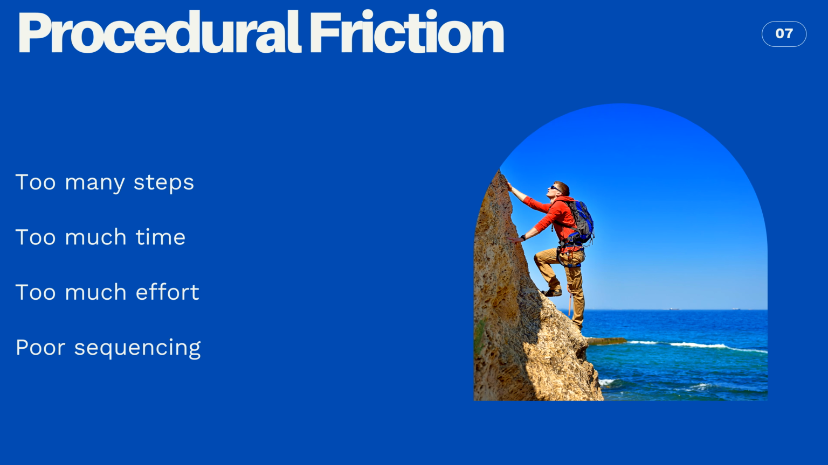But procedural friction isn't just about the number of steps, it's about sequencing. Peak-end rule research shows that the final moments of an experience disproportionately shape memory and satisfaction. If the last step introduces unexpected effort, customers feel betrayed. Reducing procedural friction means designing flows that feel effortless, predictable, and respectful of the customer's time.